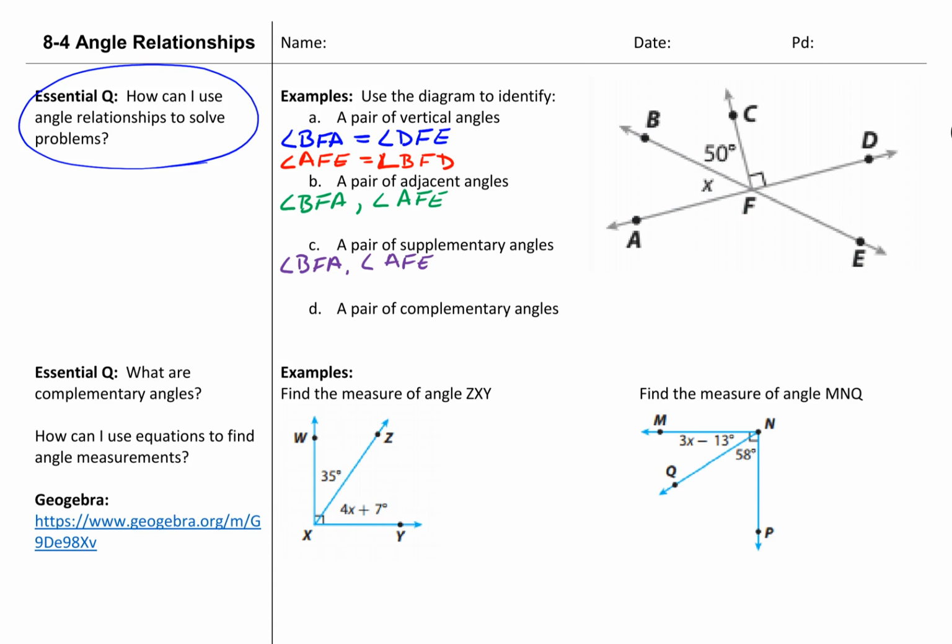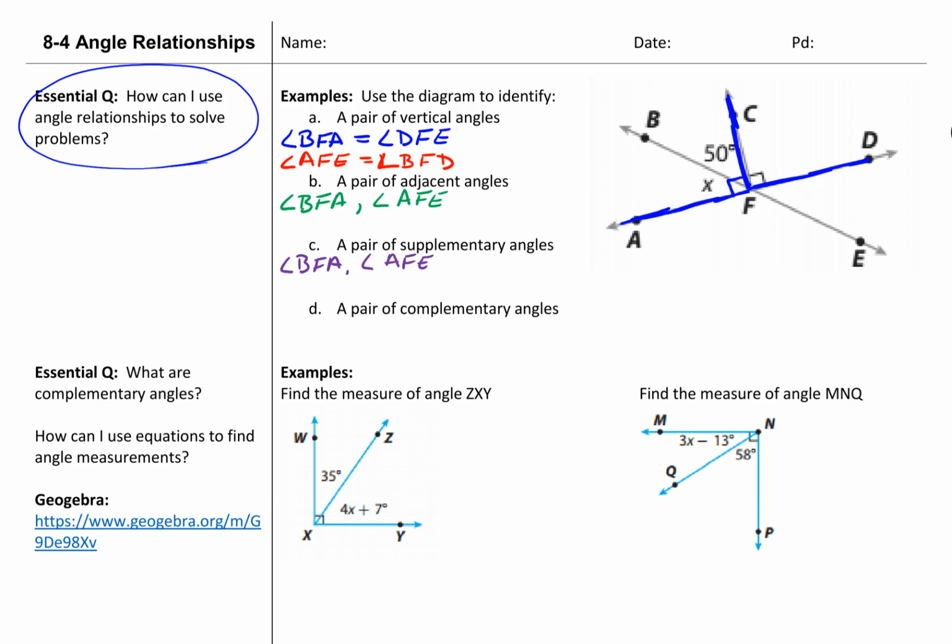Now, I know that right here, I have a right angle, angle CFD. Well, this angle is on this straight line, which means this right here is going to be a right angle too, because I know that 90 and 90 make 180.